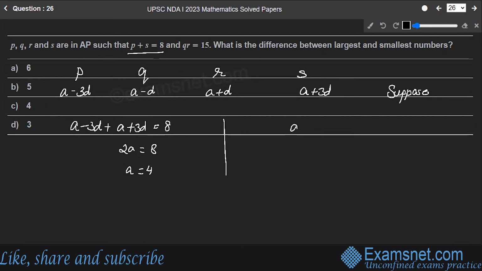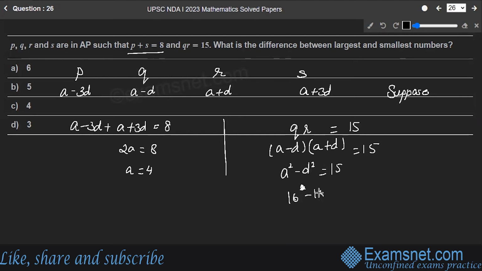Second thing, Q multiply R is equal to 15. Q is equal to A minus D, R is A plus D. This is equal to 15. So this is equal to A square minus D square is equal to 15. A is 4, so A square is 16. So 4 square is 16 minus 15 is equal to D square, so D square is 1. So D's value will be equal to plus minus 1. So 2 values are possible for D.